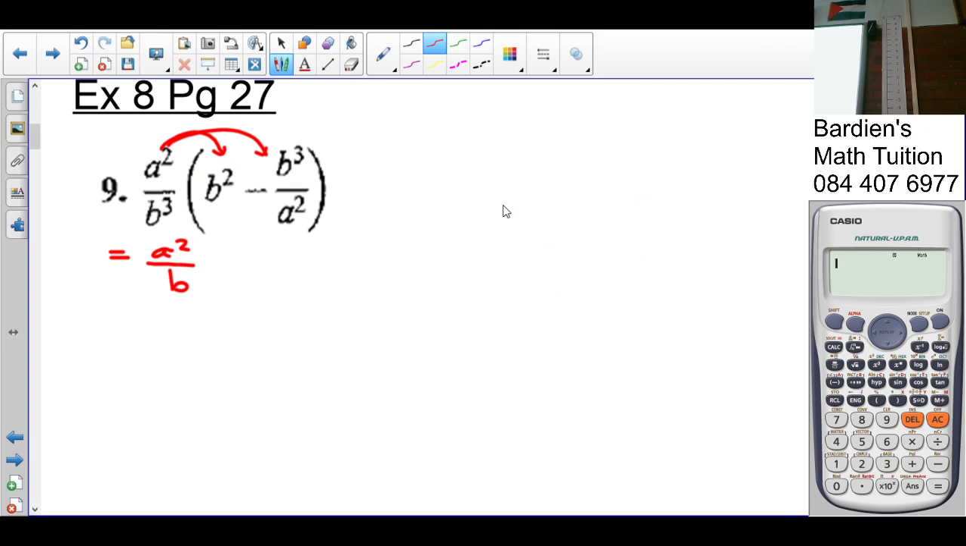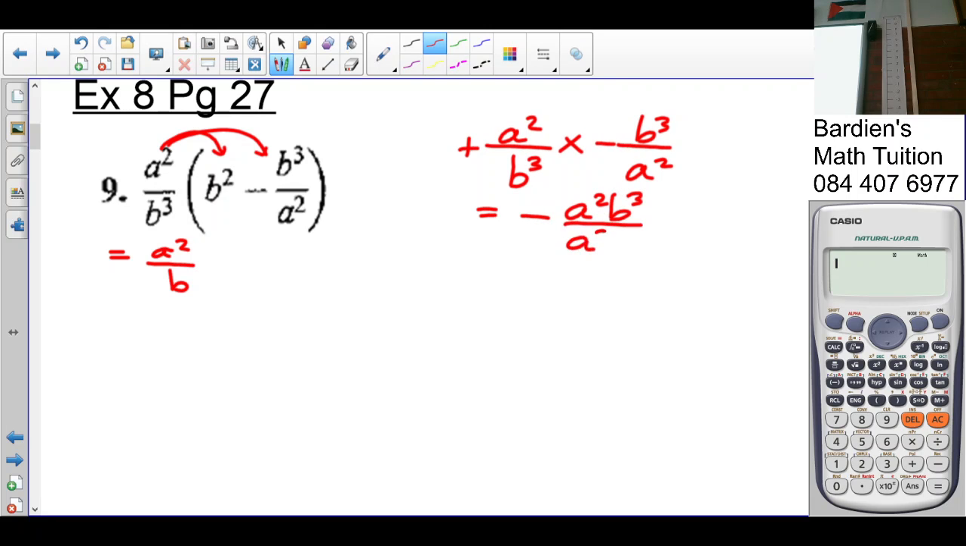Then we have a squared over b cubed times negative b cubed over a squared. Now positive times a negative is a negative. A squared times b cubed is a squared b cubed over a squared b cubed. So what do you notice? Cancel out. So the answer is negative 1. Yes?